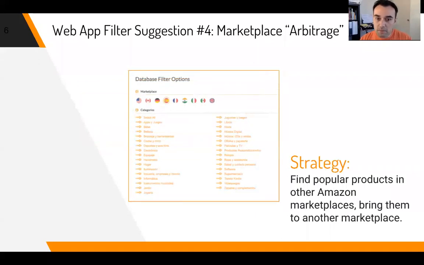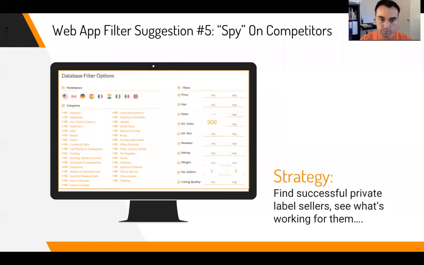Okay, suggestion number 4, marketplace arbitrage. Okay, so this is really just talking about looking in other marketplaces. So if you've already launched a product or you're looking at an existing product, when you look into some of these other marketplaces, rather than just starting your product research from scratch again, why not check to see if your current products or the current ideas that you've already researched sell well in those markets. If they sell well in one, there's a good chance they might sell well in other marketplaces as well. So keep that in mind.